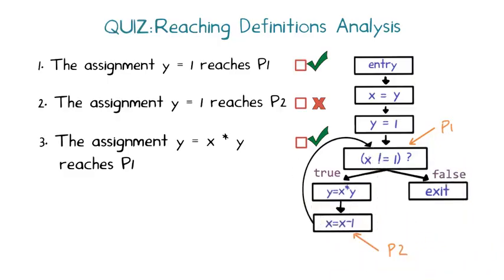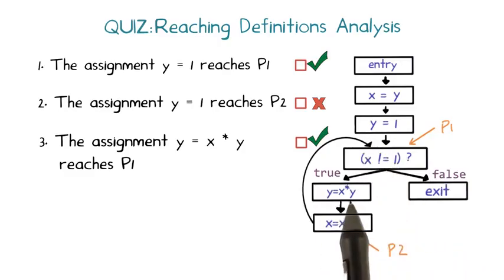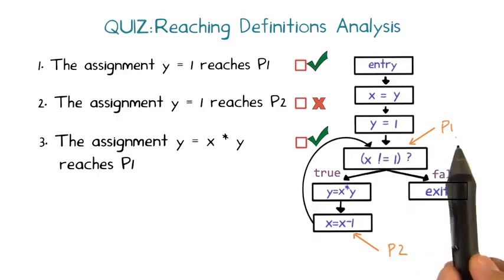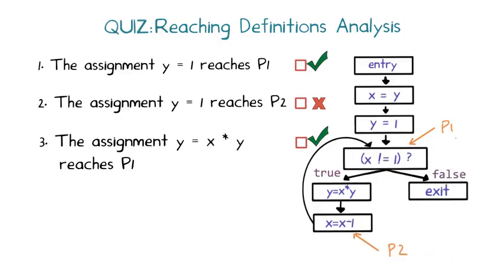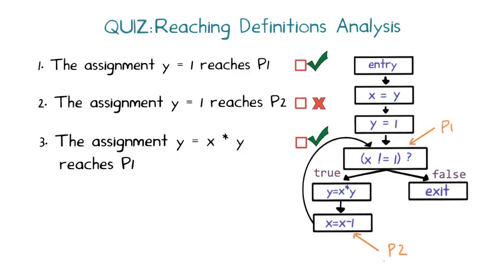Notice that different definitions can reach a given program point, as in the case of the definitions y is assigned 1 and y is assigned x times y reaching P1. And conversely, a given definition can reach multiple program points, as in the case of y is assigned x times y reaching both P1 and P2.